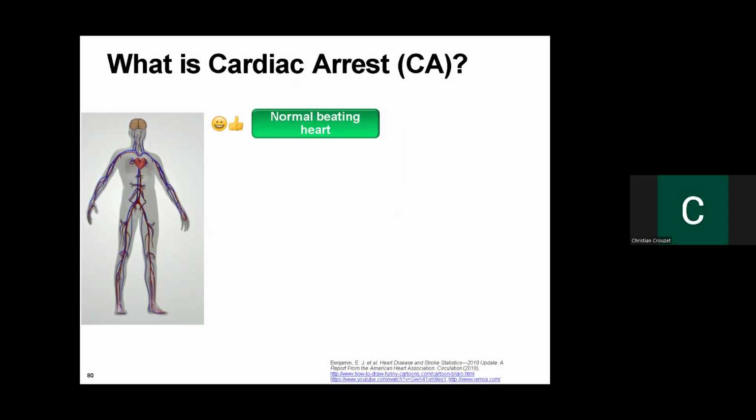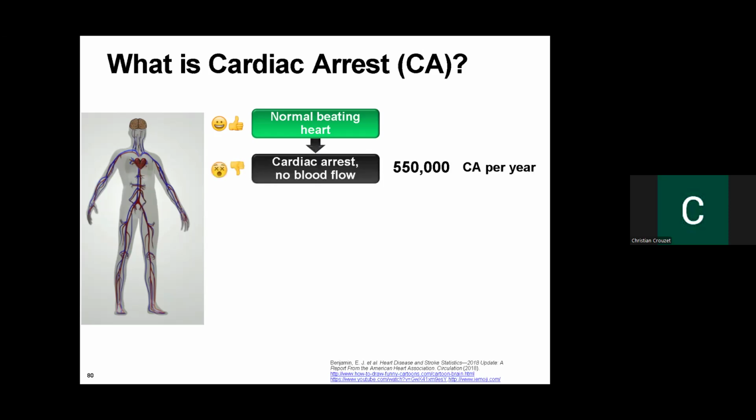Hopefully everyone has a normal beating heart here, outputting blood to the rest of our body. Something may trigger cardiac arrest to occur, where our heart doesn't output blood anymore. So that's really what cardiac arrest is. It's different from a heart attack. It's when you're not outputting blood from your heart to the rest of your organs anymore.